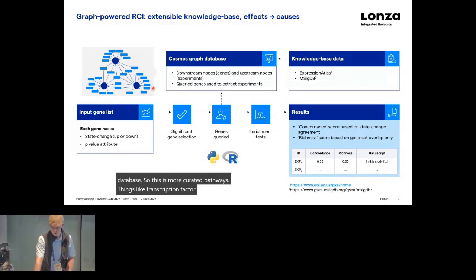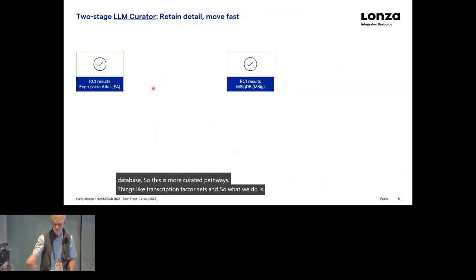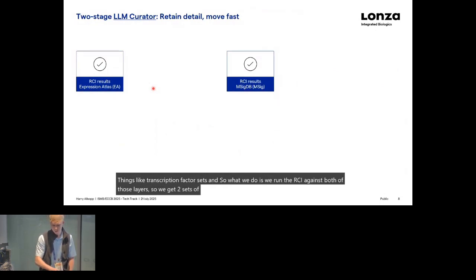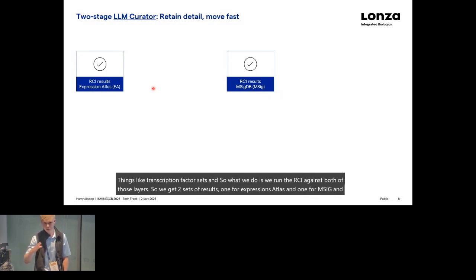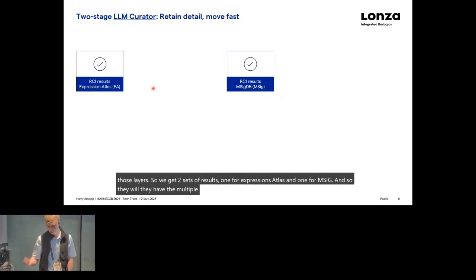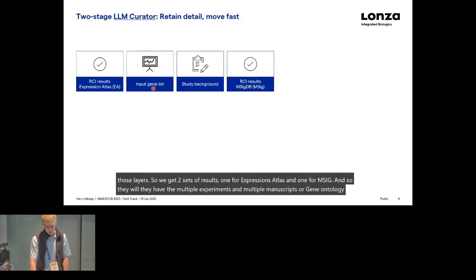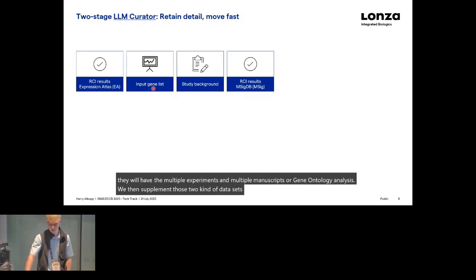And so what we do is we run the RCI against both of those layers. So we get two sets of results, one for Expression Atlas and one for MSig. And so they'll have the multiple experiments and multiple manuscripts or gene ontology analysis. We then supplement those two data sets with the original input gene list. So we give it the original measured effects along with the gene state changes.